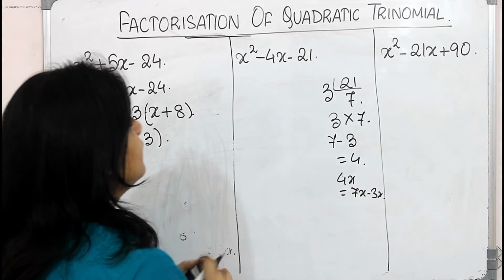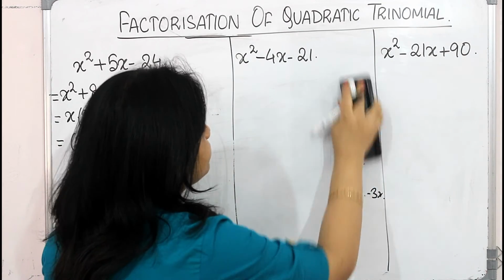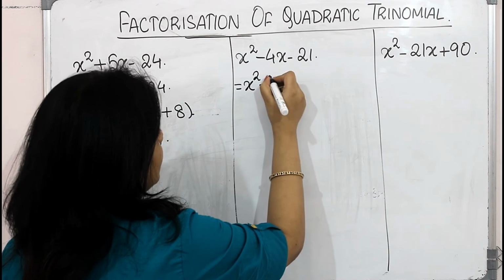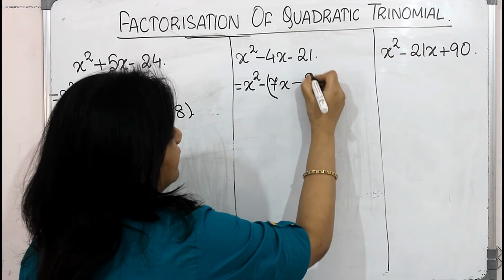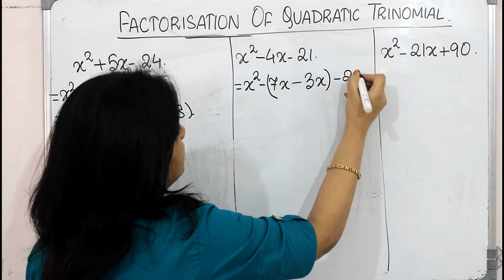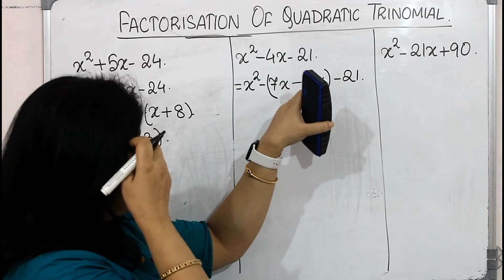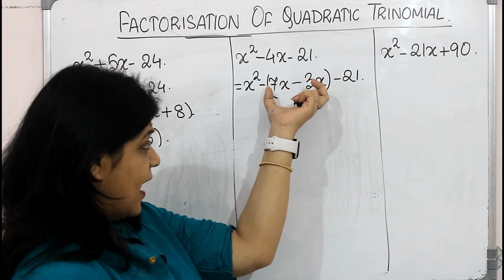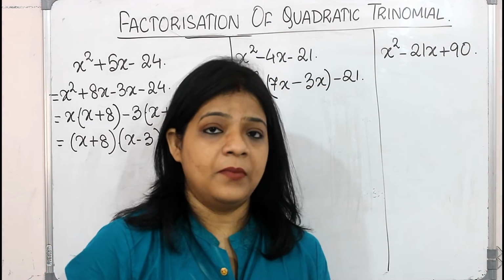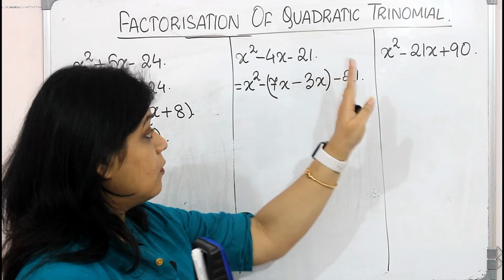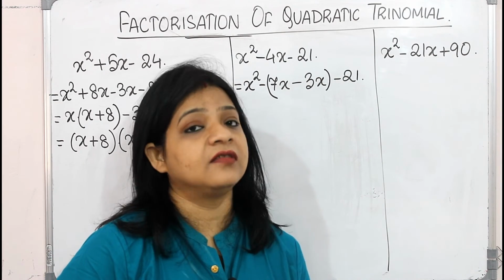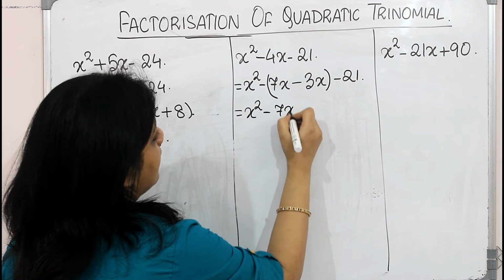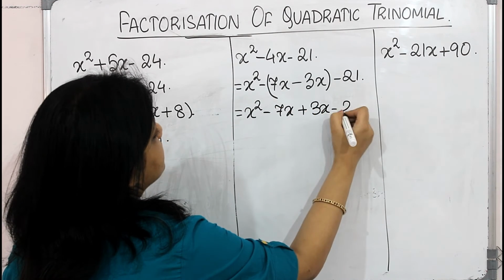So let's put it here. What will we do? x square minus 7x, let's take it as common, minus 3x minus 21. For our safety, so that we do not make any mistakes, we write the difference within the bracket. So this one becomes x square minus 7x plus 3x minus 21.